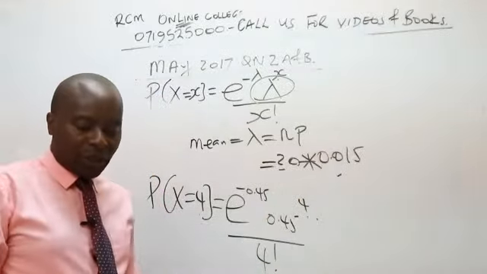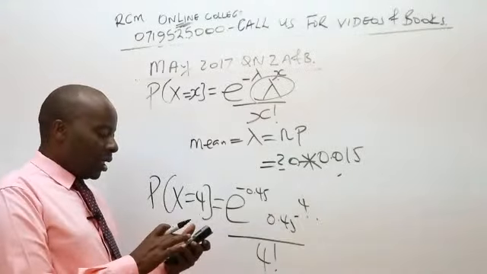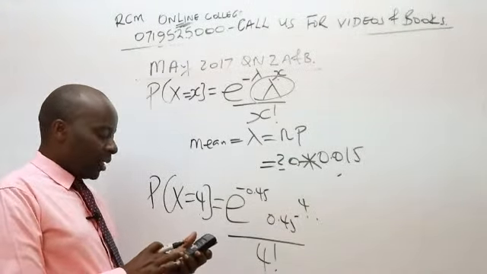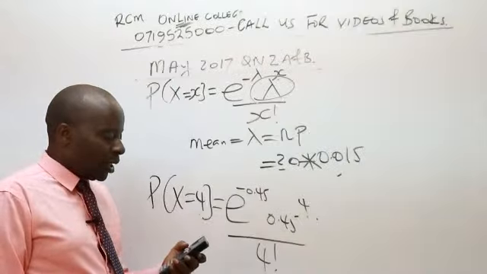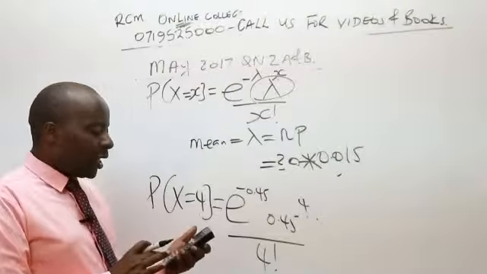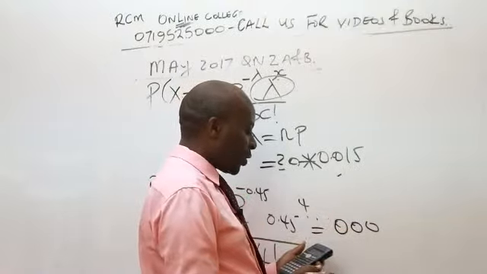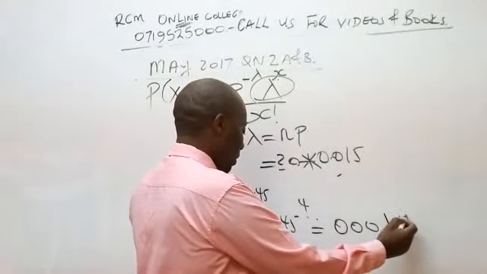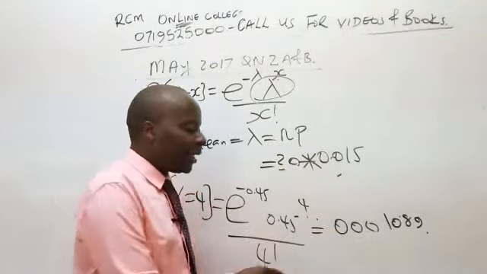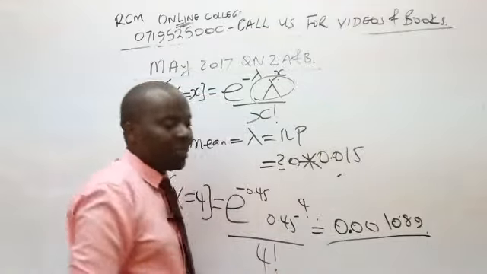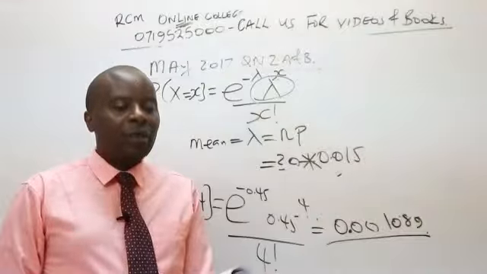So what you will need, ladies and gentlemen, right away here is your calculator. E is there, minus 0.45 times 0.45 raised to power 4, divided by 4 factorial. I hope you are able to remember where the factorial is. That at the end of the day gives us quite a very small probability, which has 3 zeros on the left-hand side, and then we have 1.089. Of course, I'll write the 3 zeros on the left-hand side, and then plug in the decimal. That is the probability, a very small probability. So that is the answer to number 1.